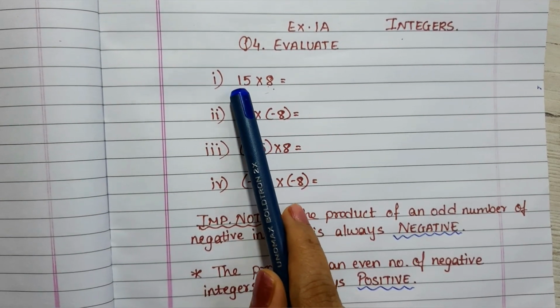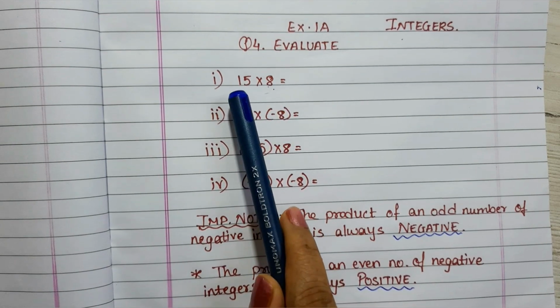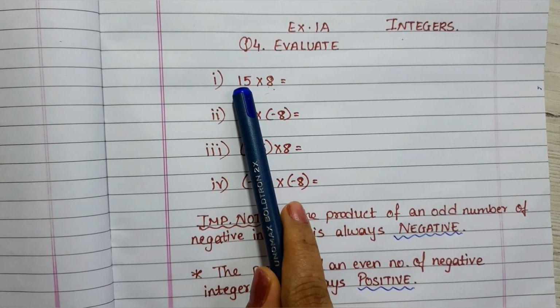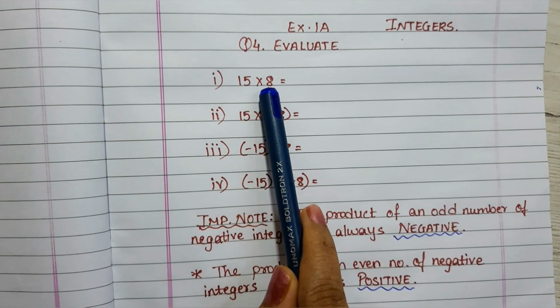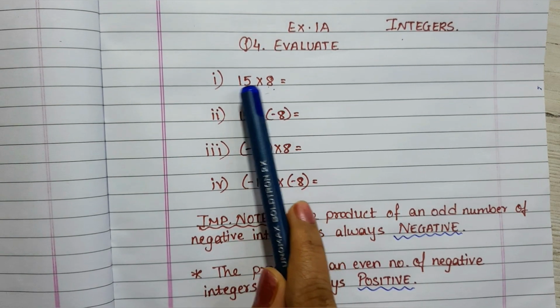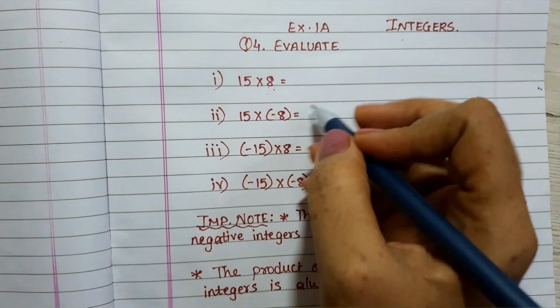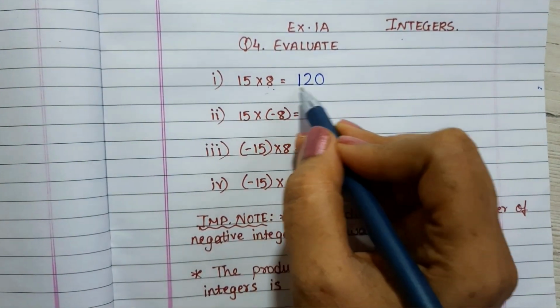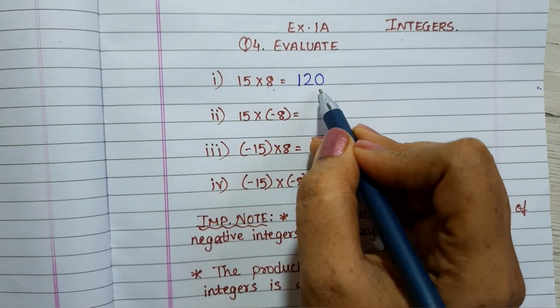The first question is 15 multiplied by 8. If we look here, both the integers are positive. So 15 is also a positive integer and 8 is also a positive integer. So 15 8s gives us 120 and the answer will also be in the positive form.